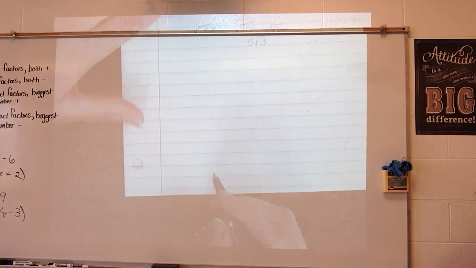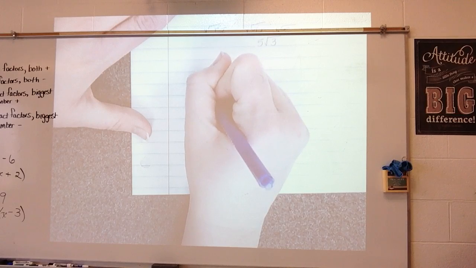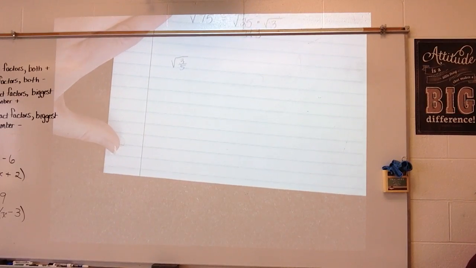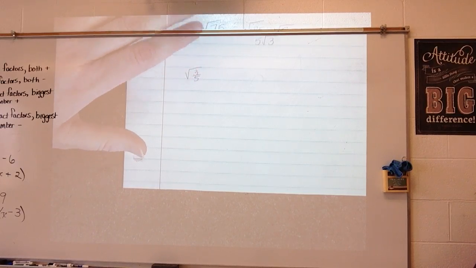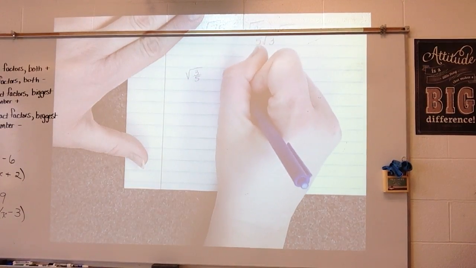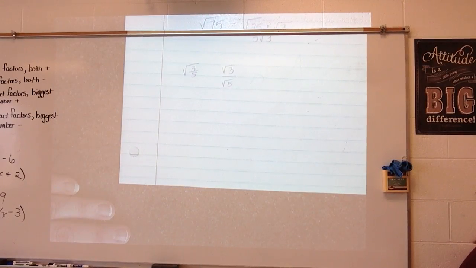Alright. Let's look at this one. What if I want to do the square root of 3/5? Alright? I can look at that as the square root of 3 over the square root of 5. We've already proven that we can do this. Alright? So we want to write an expression that is equivalent to the square root of 3 over the square root of 5.